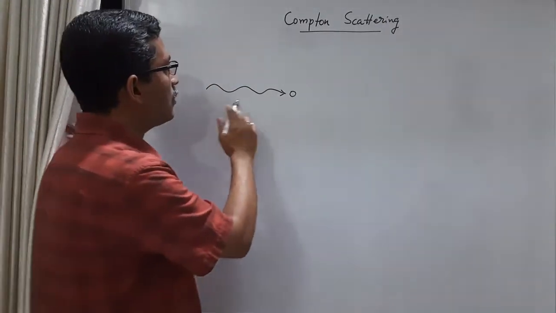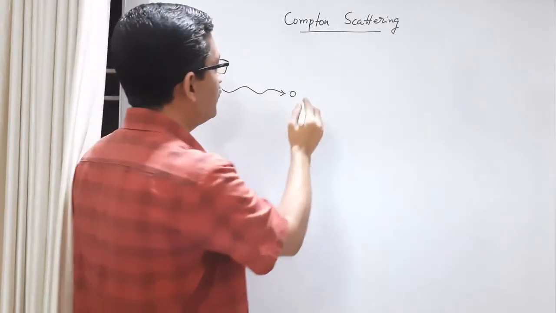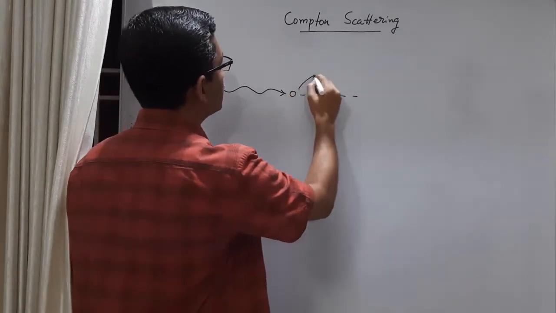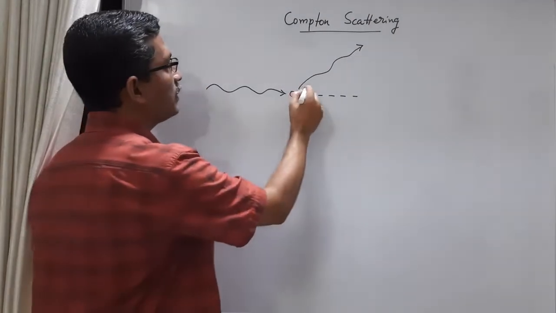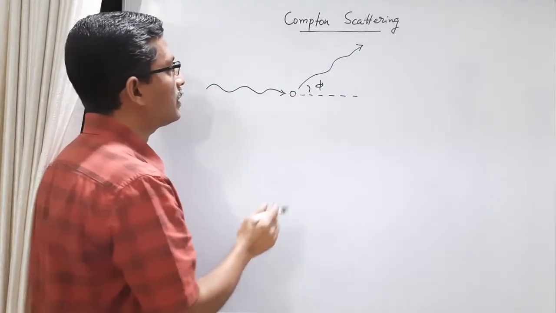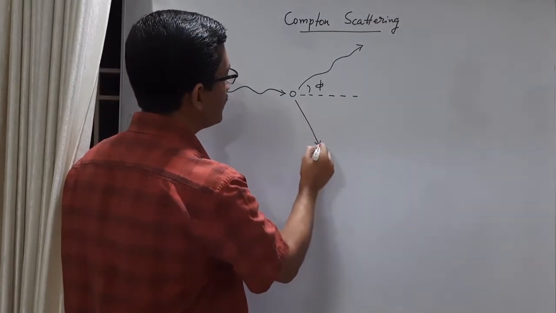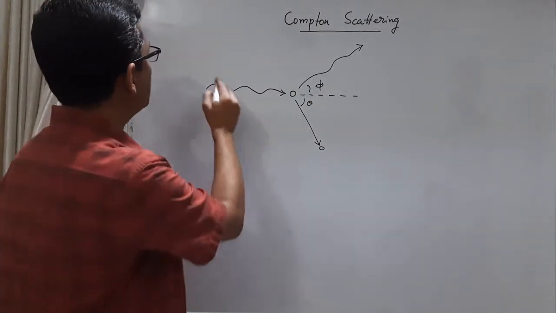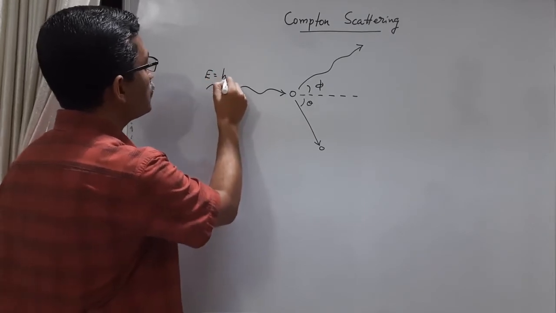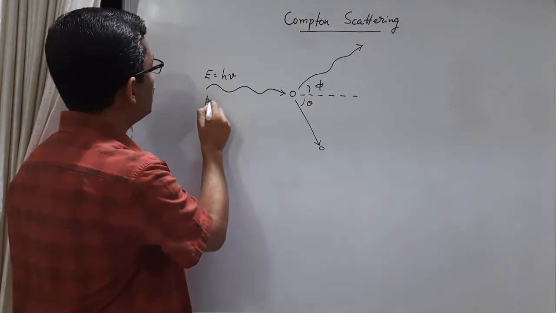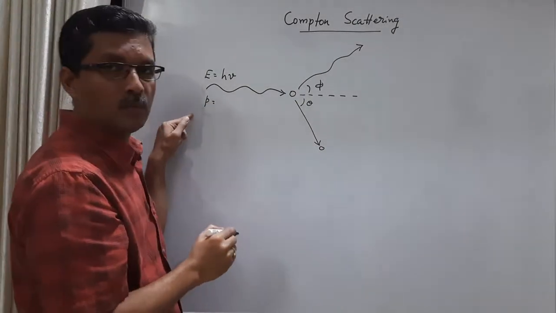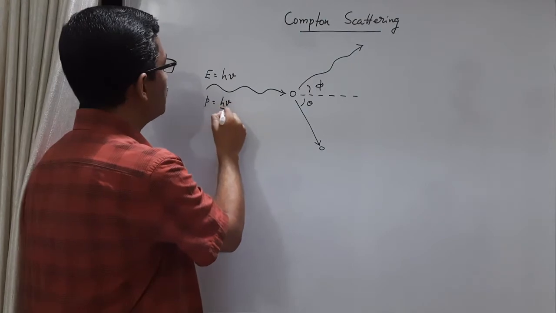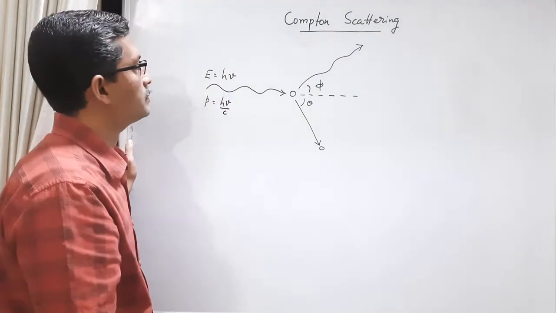So an incident photon comes and collides with an electron at rest. This is the incident direction, the direction of the incident photon, and this photon is scattered with an angle, let us say phi, with respect to the incident direction, and the electron is also scattered in another direction, making an angle theta with the incident direction. Now, the energy of the incident photon, suppose its frequency is nu, so its energy is h nu. We know that the energy of the photon can also be written as pc, so its momentum is energy by c, which is h nu by c. This we have discussed already.